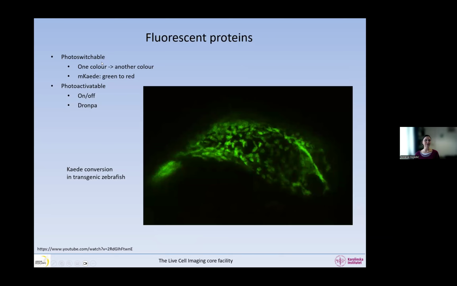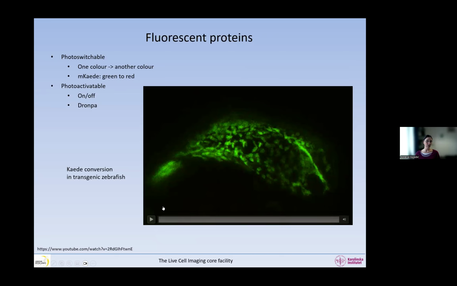Then we have some examples of specialized fluorescent proteins. For example, photoswitchable ones, which go from one color to another color, and photoactivatable ones, which go from dark to color, and so on and off. You can turn it on and off. For example, Dronpa and Kaede.